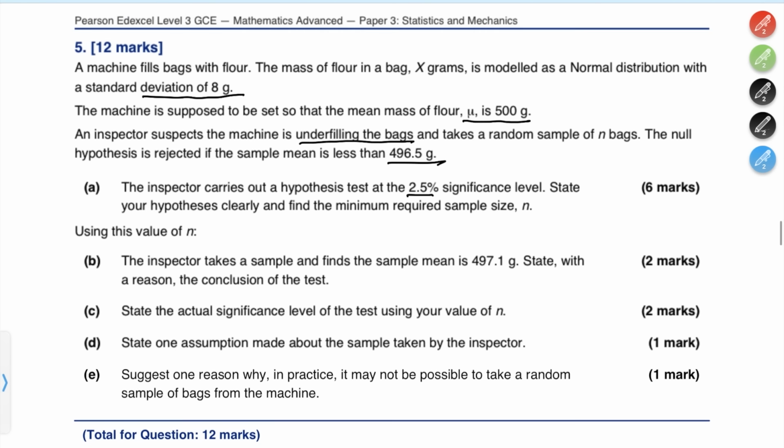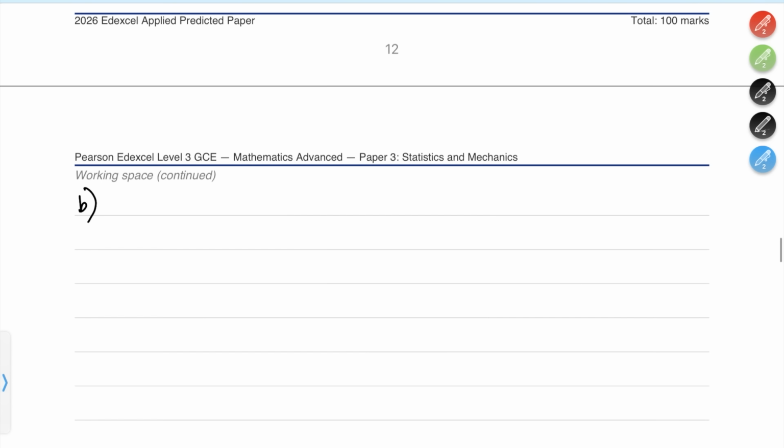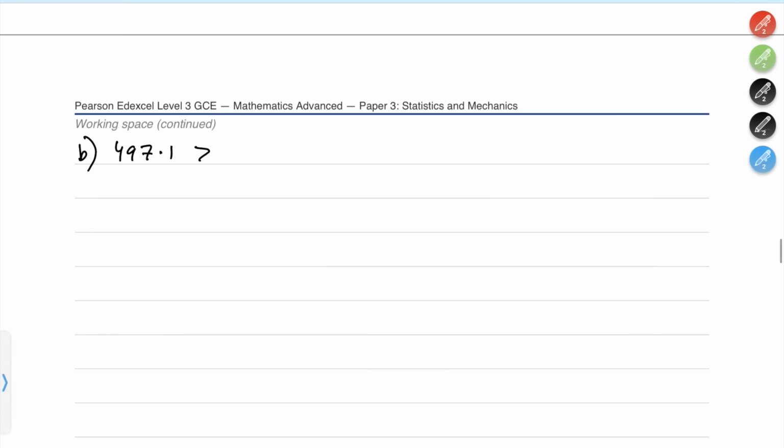Part B now. The inspector takes a sample and finds the sample mean is 497.1. State with the reason the conclusion of the test. So 497.1 is clearly greater than the critical region of 496.5. So the sample mean is not in the critical region. Sample mean does not lie in the critical region.